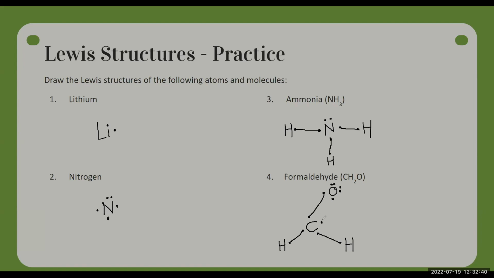So what we can do here is we can basically just join these unpaired electrons, and then we can form a double bond. So our final structure of formaldehyde would look something like this.